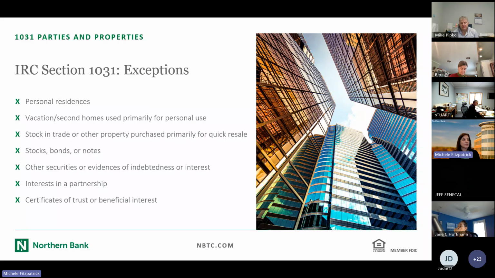Stocks, bonds, or notes, those are not exchangeable anymore. Those would be considered personal property. Any mortgage interests, those aren't exchangeable. Interest in partnerships, like I said, if you hold an LLC or a partnership, you can't just exchange your portion. And certificates of trust or beneficial interest, those are all exceptions.